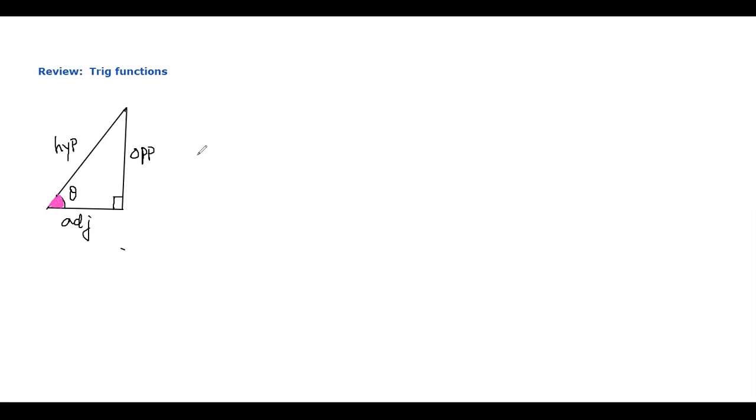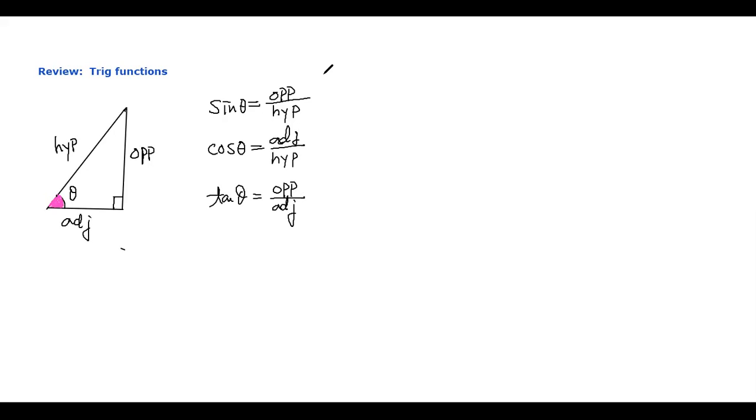The 3 trig functions we are familiar with: sine theta is opposite over hypotenuse. Cosine theta is adjacent over hypotenuse. And tangent theta is opposite over adjacent.